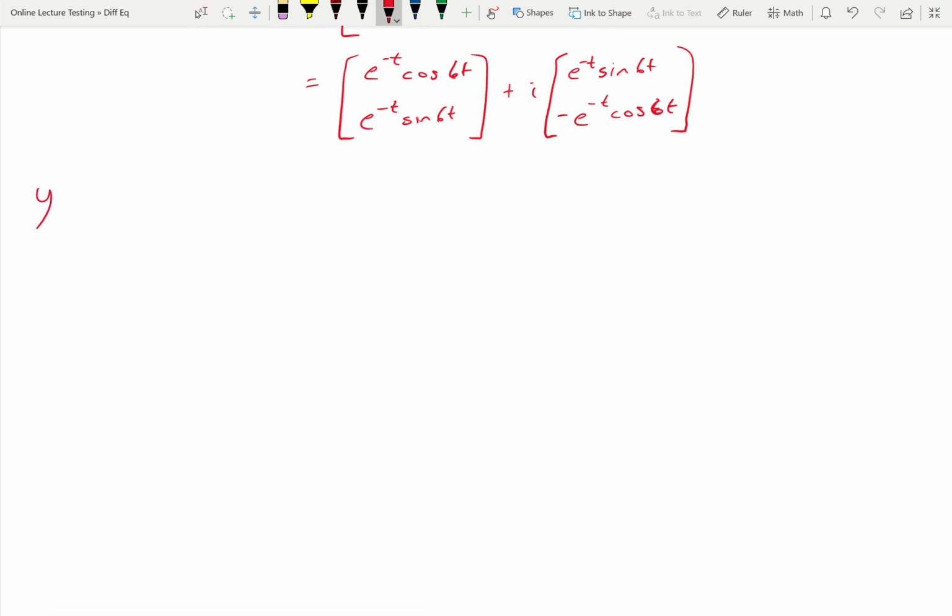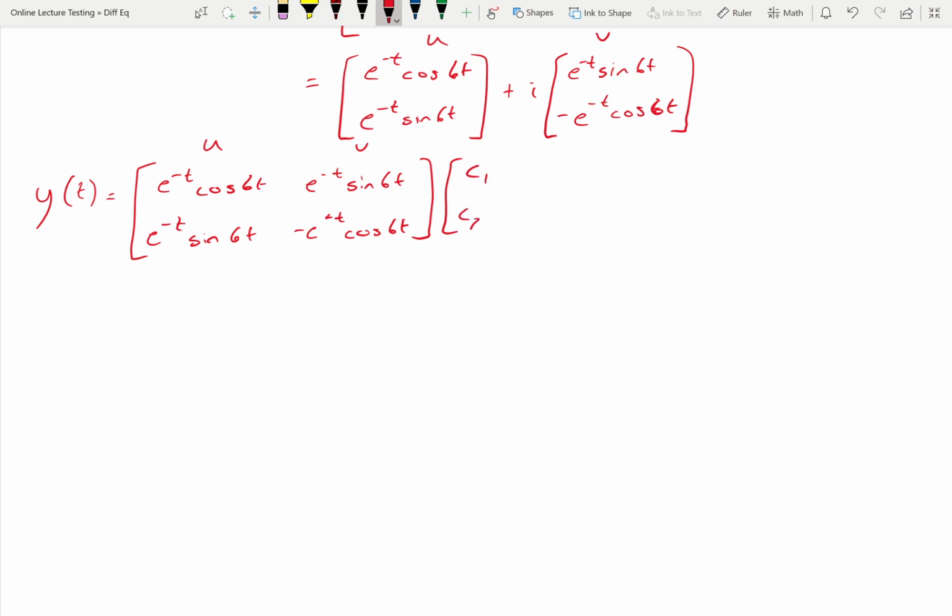All right, our initial value is t is equal to 0. So if we plug in t is equal to 0, sorry, let me write down the general equation so that way we have it. We're going to get e to the negative t cosine of 6t, e to the negative t sine of 6t. Again, this is our u and v. E to the negative t sine of 6t, and then negative e to the negative t cosine of 6t, multiplied by c1 and c2.